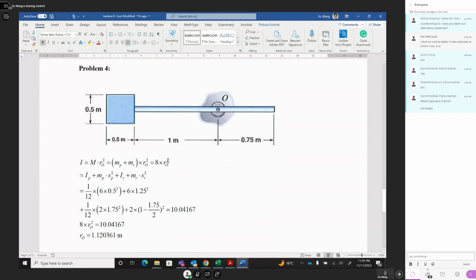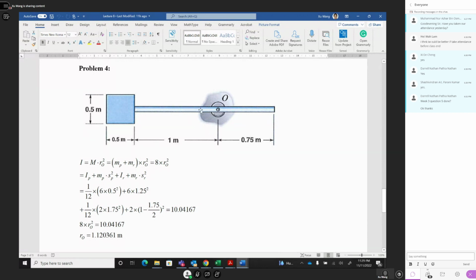The total rotation inertia equals each component: this rotation inertia plus this rotation inertia. This rotation inertia, central gravity rotation inertia 1/12 m the length square, and plus central mass 6 times distance from here to here. This 1 plus 1.25 square, and this is the rotation inertia, and plus the rod's rotation inertia in the central gravity, which is 1 over 12 ml square. L is 1.75, and the central gravity center position is mass 2.